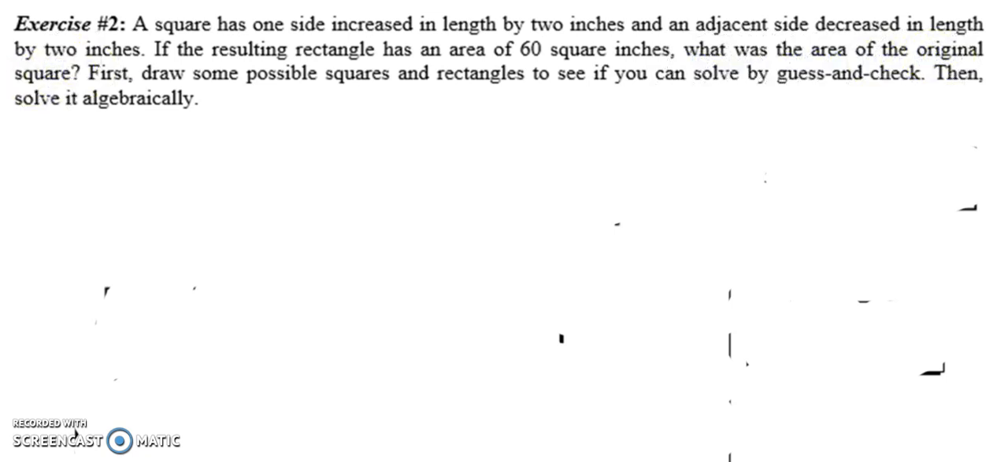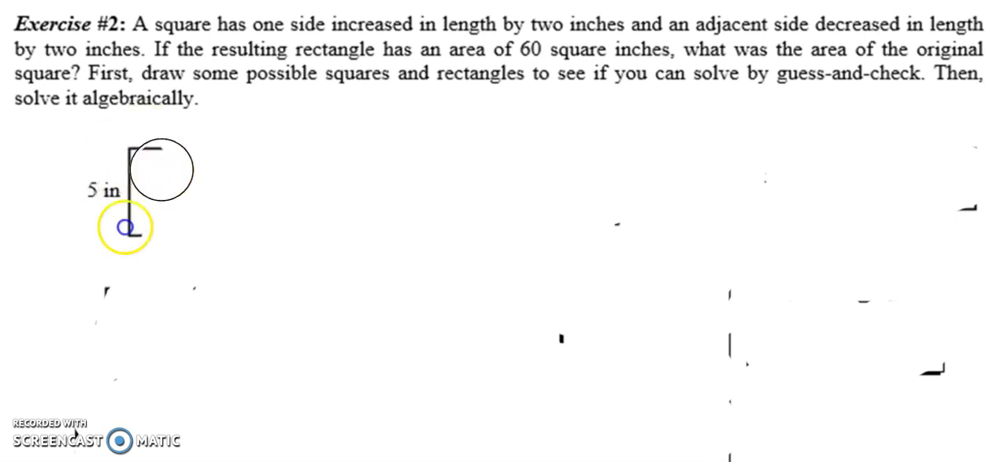So to help you out, he wants you to first draw some possible squares and rectangles to see if you could solve by guess and check. So start with one square, whatever it is, and then decrease one side by 2, increase the other side, which would turn it into a rectangle, and see what you get for the area. So just do this first part here. Come up with a square, turn it into a rectangle, and find its area. So hit pause and try that now.